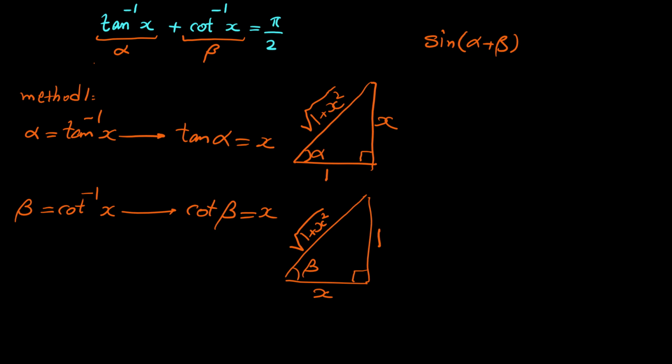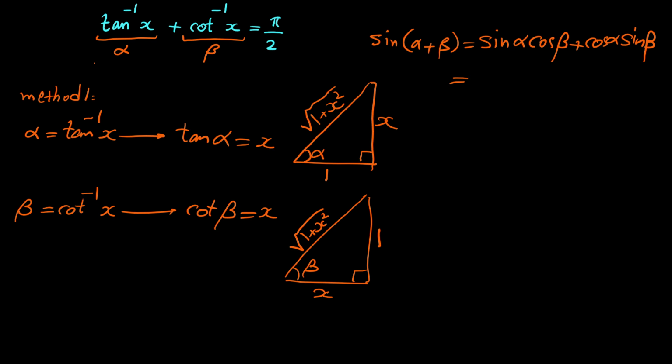Let me remind you of a relation that we have for sine of the sum of angles. Sine of alpha plus beta is always equal to sine of alpha cosine of beta plus cosine of alpha sine of beta. We have this relation for the sum of the angles. This is a formula from trigonometry. We want to use this formula to prove that sine of alpha plus beta is 1.